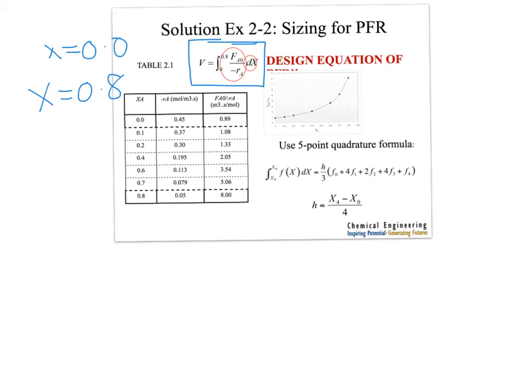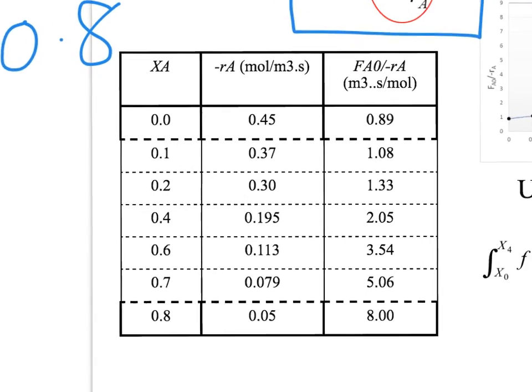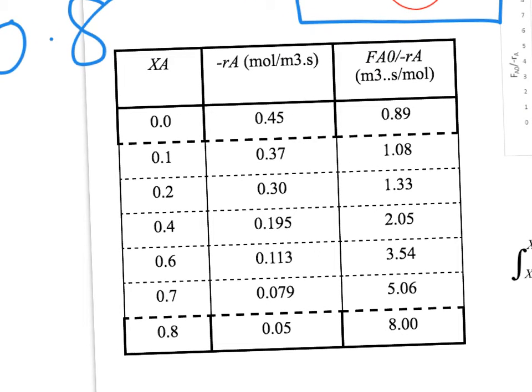Okay, remember that the interval between two points, from x to x1 to x2 to x3, must always be the same. So look at your x values. You have 0, 0.1, 0.2, 0.4, 0.6, 0.7 and 0.8. So you have an odd and even number of conversions. From here you can actually remove the 0.1 and also 0.7.